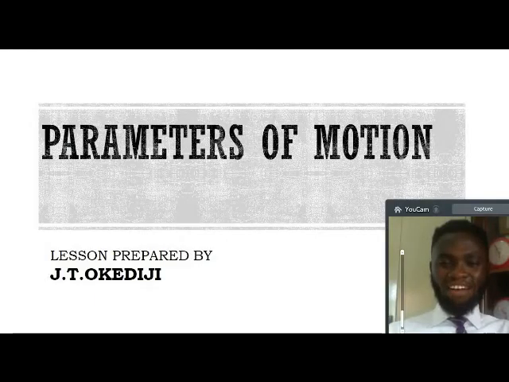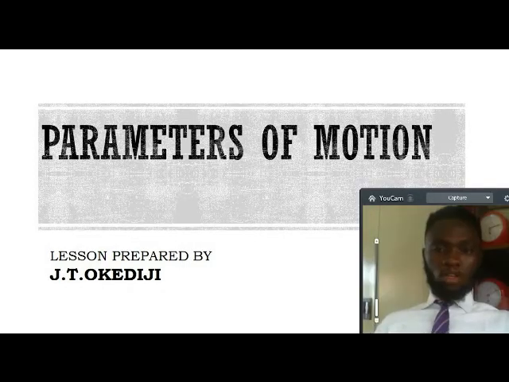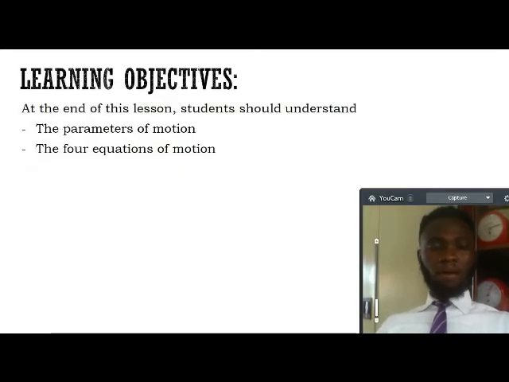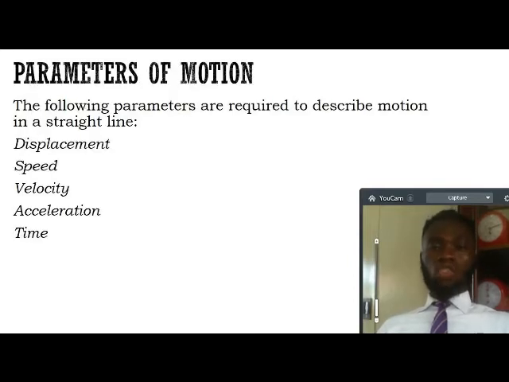Hi, welcome to today's learning section. Our topic today is parameters of motion. At the end of this lesson, students should be able to understand the parameters of motion and also the 4 equations of motion. Now, when describing a motion in a straight line, we refer to several parameters which include displacement, speed, velocity, acceleration, and time.